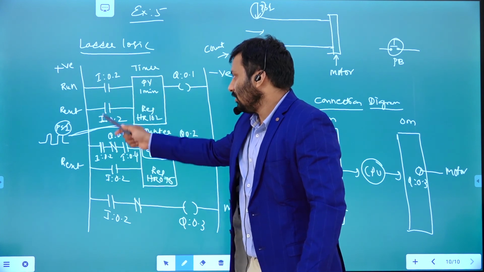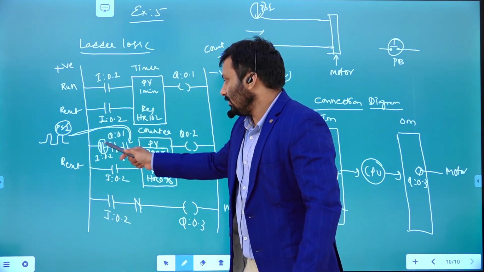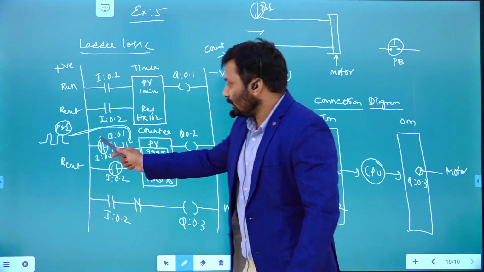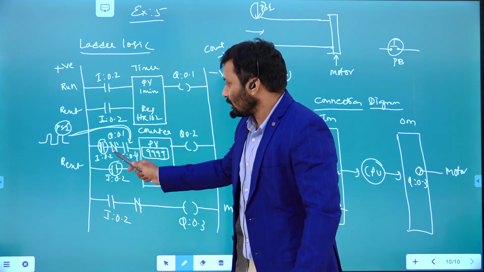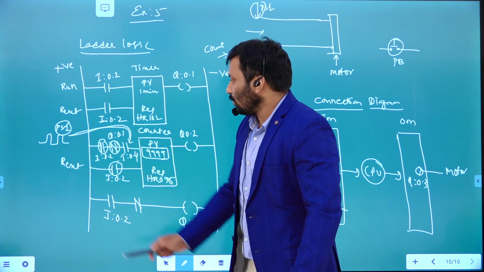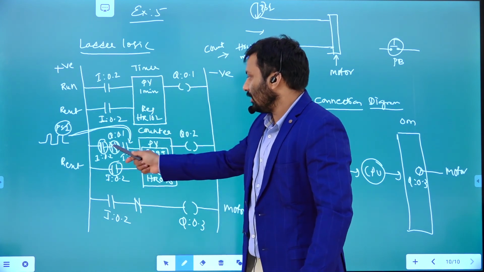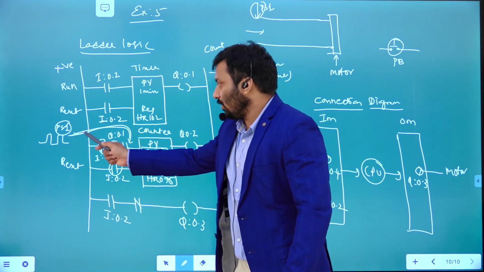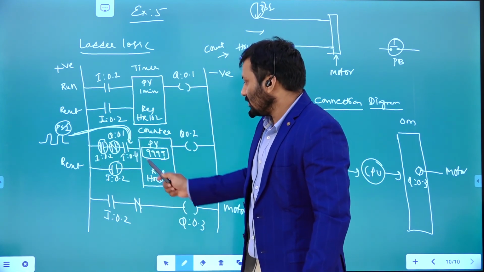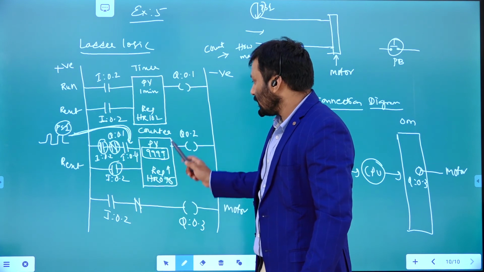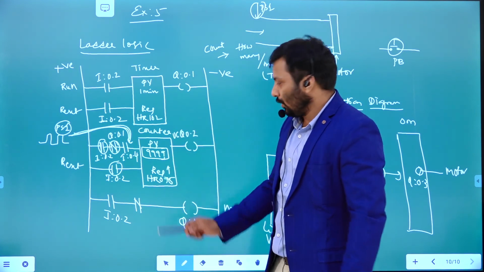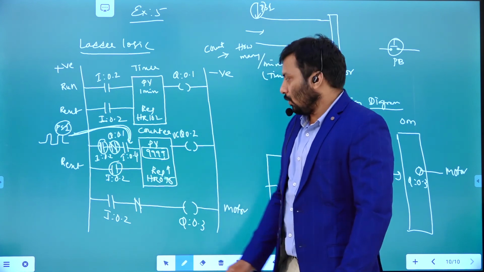Whenever you start the timer, it is activated, and the counter is also reset and activated. This is a normally closed contact addressing this output address, so that is also not a problem. For every one pulse, it increments the value in this particular up counter by one count.